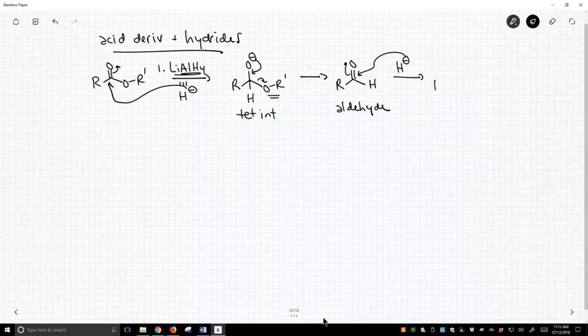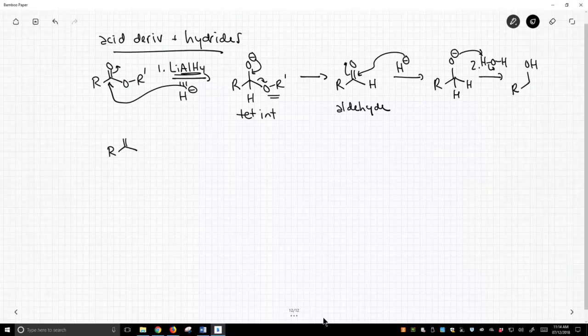We attack again. We form a new tetrahedral intermediate. Let's try to keep this on one line. Then we have step 2. At this point, the reaction's done. We form a tetrahedral intermediate, we have nothing to kick out, and so this patiently waits around until we add water. So we get an alcohol.